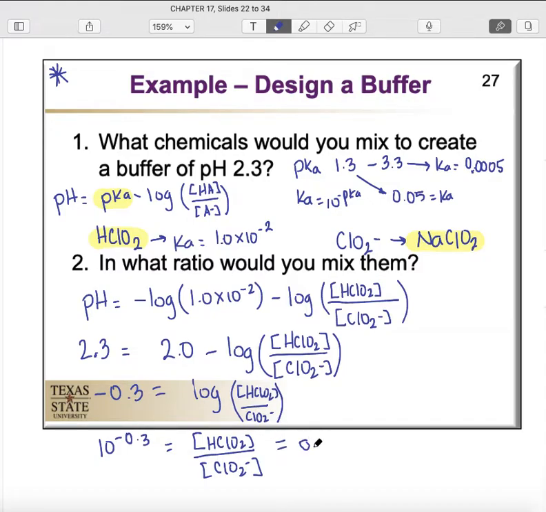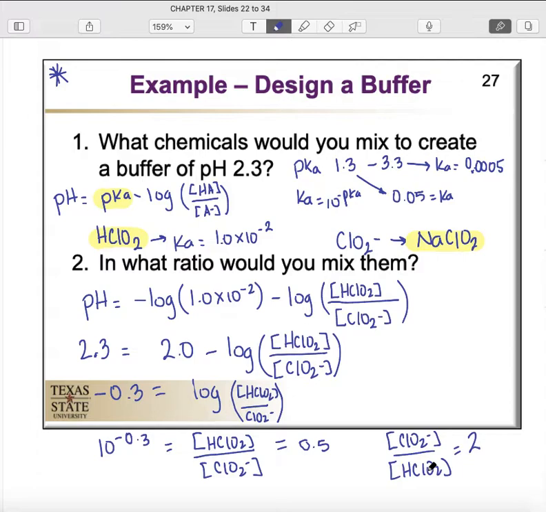And so what that means is that I need a ratio of these two of 0.5, or you could have solved it as the ratio of ClO2 minus divided by the acid, which is HClO2, which is the inverse: 1 divided by 0.5, which is equal to 2. So basically I need twice the concentration of my conjugate base that I need of the acid, and that would give me a buffer of a pH of 2.3.